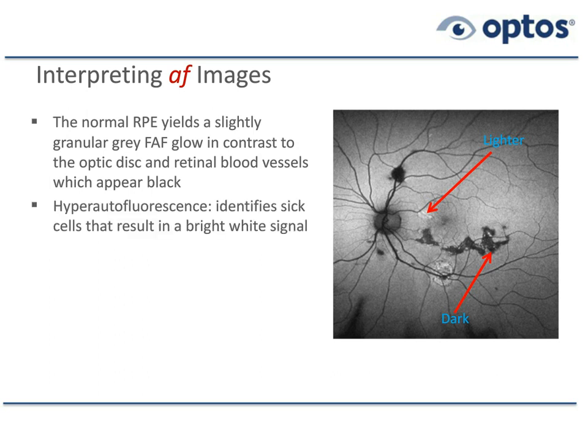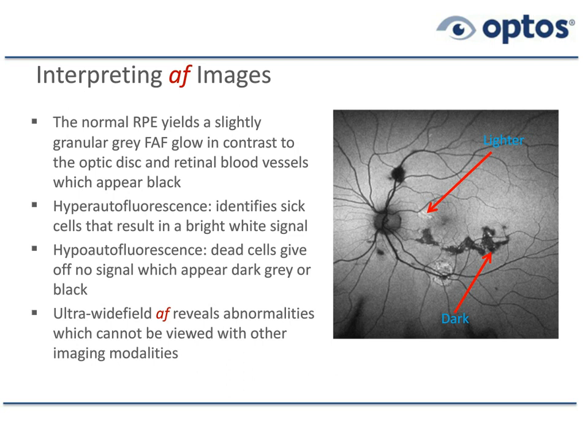Hyperautofluorescence identifies sick cells that result in a bright white image. These cells are not only sick, but they're metabolically active as a general rule, or overactive. Hypo, on the other hand, hypo-AF, tells us about dead cells, which give off no signal, and they usually appear as dark gray or black. There are a couple of exceptions to this, but these are the general rules.